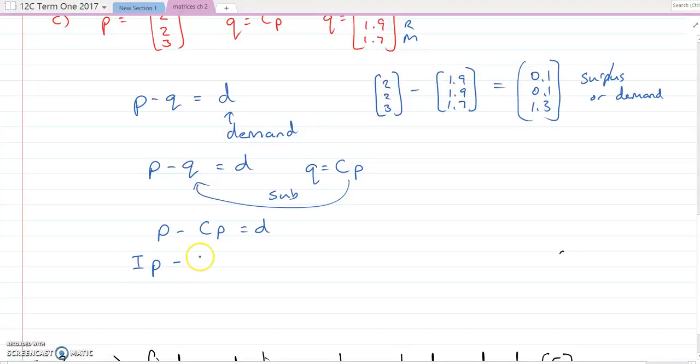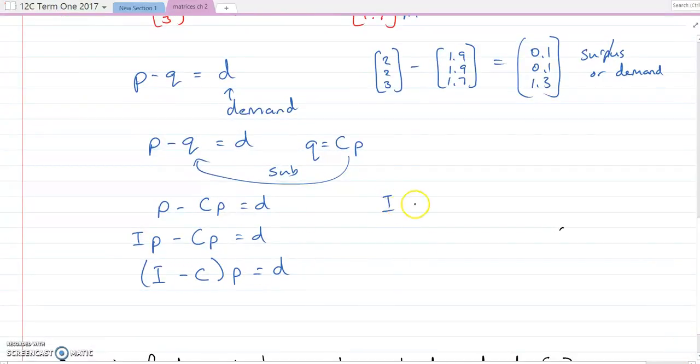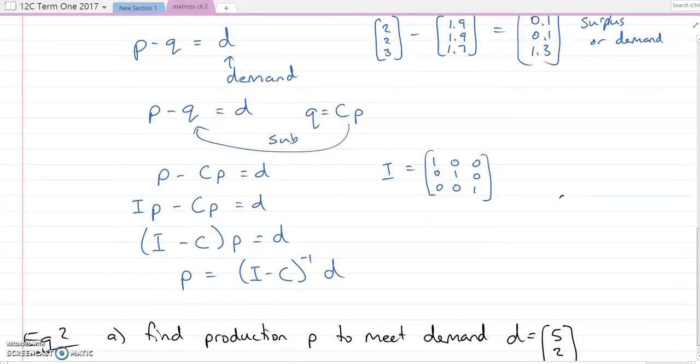I'll put an I in here times P, so I'm going to factor out my P. I minus C times P equals the demand. Remember, I is, in this case, we're doing 3 by 3, so this is the identity matrix. Okay, this is what I is. And one more, we'll just do the inverse: P equals I minus C to the negative 1 times D. All right, that's the formula we need.